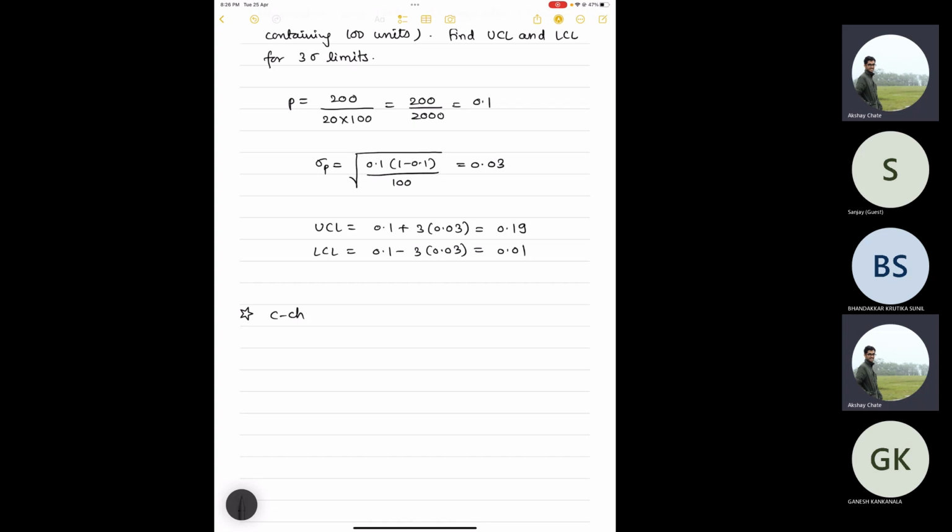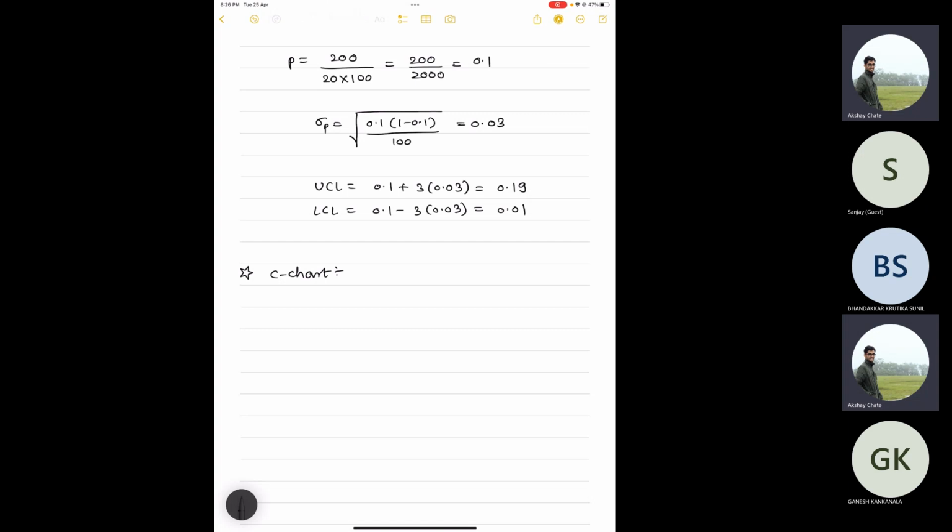So for the C chart, C represents the number of defects per unit. Here you don't take any ratio or anything. It is an absolute number of defects. And here you have UCL as C plus Z into root C, and LCL as C minus Z into root C. So like that you go ahead with this.